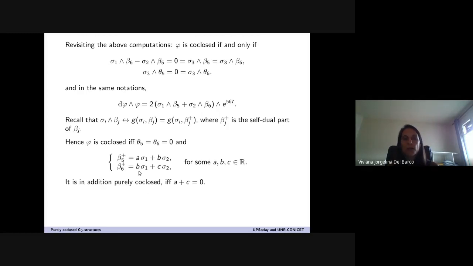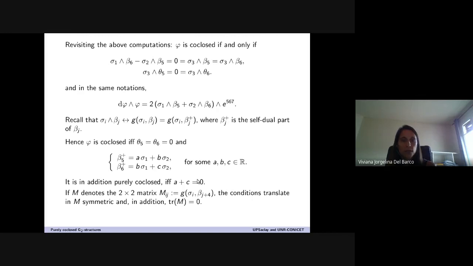So we can write it as: phi is going to be coclosed if and only if theta 5 and theta 6 are 0. And we have this system. Notice that the matrix A, B, and C is symmetric. And this is going to be purely coclosed if the trace of this matrix is 0. If I denote M as the matrix with the components, then the conditions above translate: phi is coclosed if and only if M is symmetric, and purely coclosed if the trace is 0. And you can also read them as conditions for orthogonality of the betas and the length condition. Because if it is purely coclosed, then I get A, B, B minus A. So beta 5 and beta 6 are orthogonal.